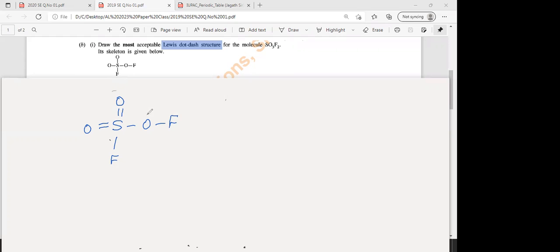Now I'll put the lone pairs. Fluorine cannot form more than one bond, right? Fluorine cannot form more than one bond. So I'll put 2 lone pairs on this oxygen, and 2 lone pairs on this oxygen, and 2 lone pairs on this oxygen, right? And here we put 3 lone pairs. Here we put 3 lone pairs. So no formal charges on any of these atoms.